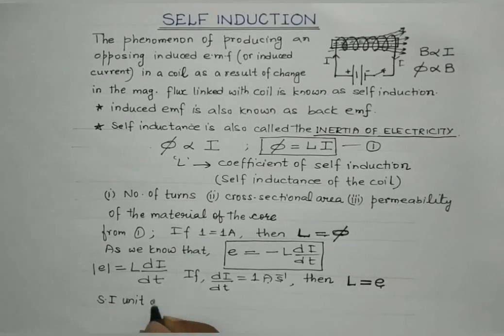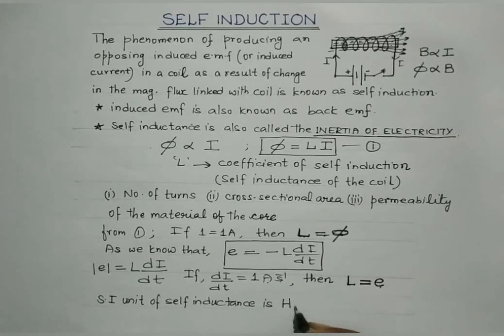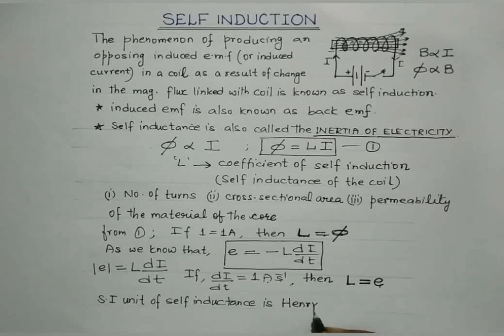SI unit of self-inductance is Henry. It is denoted by capital letter H.